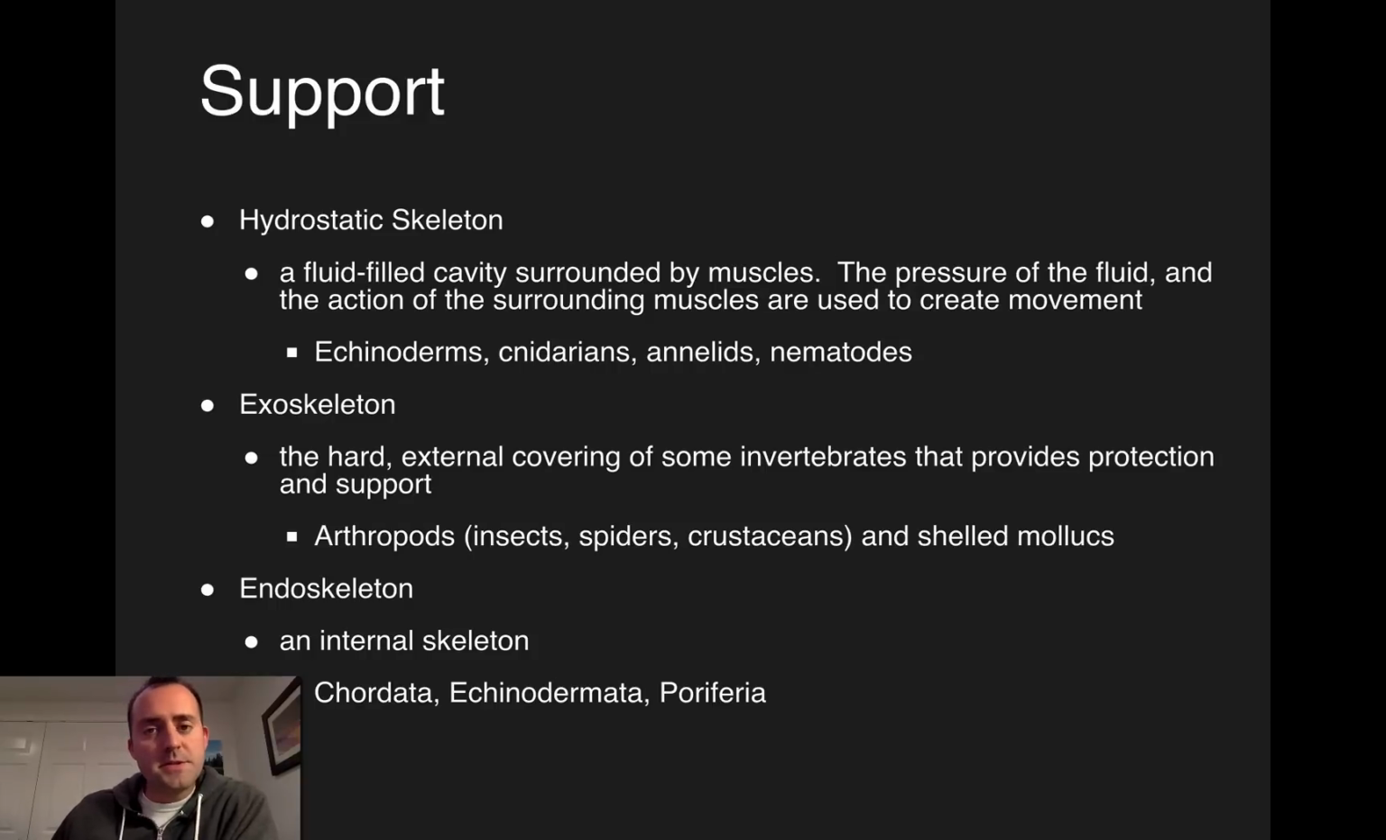There are three basic different types of support systems found in animals. We have what's called a hydrostatic skeleton, where some kind of fluid-filled cavity, where you get the word hydro from, is surrounded by muscles, and the muscles basically push on the fluid to get the animals to move. Examples are echinoderms, cnidarians, annelids like earthworms, and nematodes. Basically, soft-bodied animals, where if you were to step on them, they don't really go crunch, they go squish, would be your hydrostatic skeleton type animals.